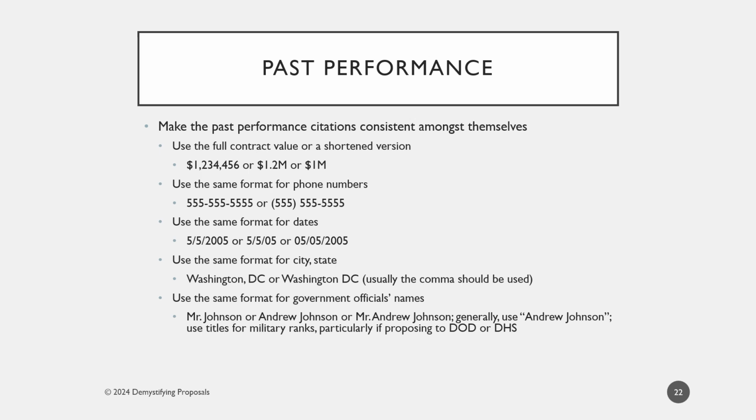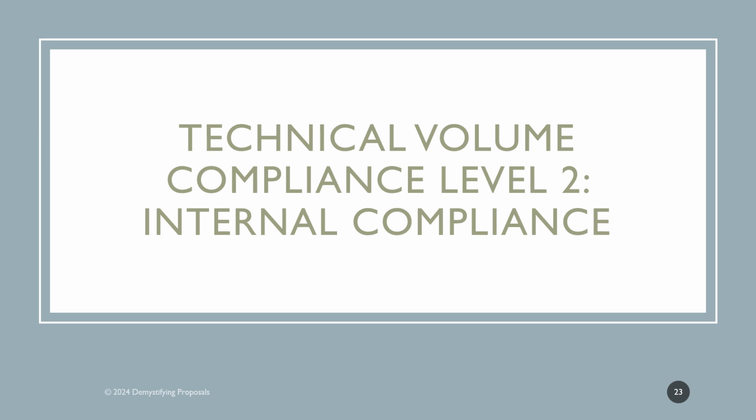Same for city and state, same for people's names. So Mr. Johnson or Andrew Johnson or Mr. Andrew Johnson. Generally, I just use the first name and the last name, except for military ranks. Then it's very important that you use the appropriate military rank, spelled correctly or abbreviated correctly, particularly if you're proposing to the Department of Defense or the Department of Homeland Security. So for the technical volume, you have what I call compliance level 2, which is internal compliance.